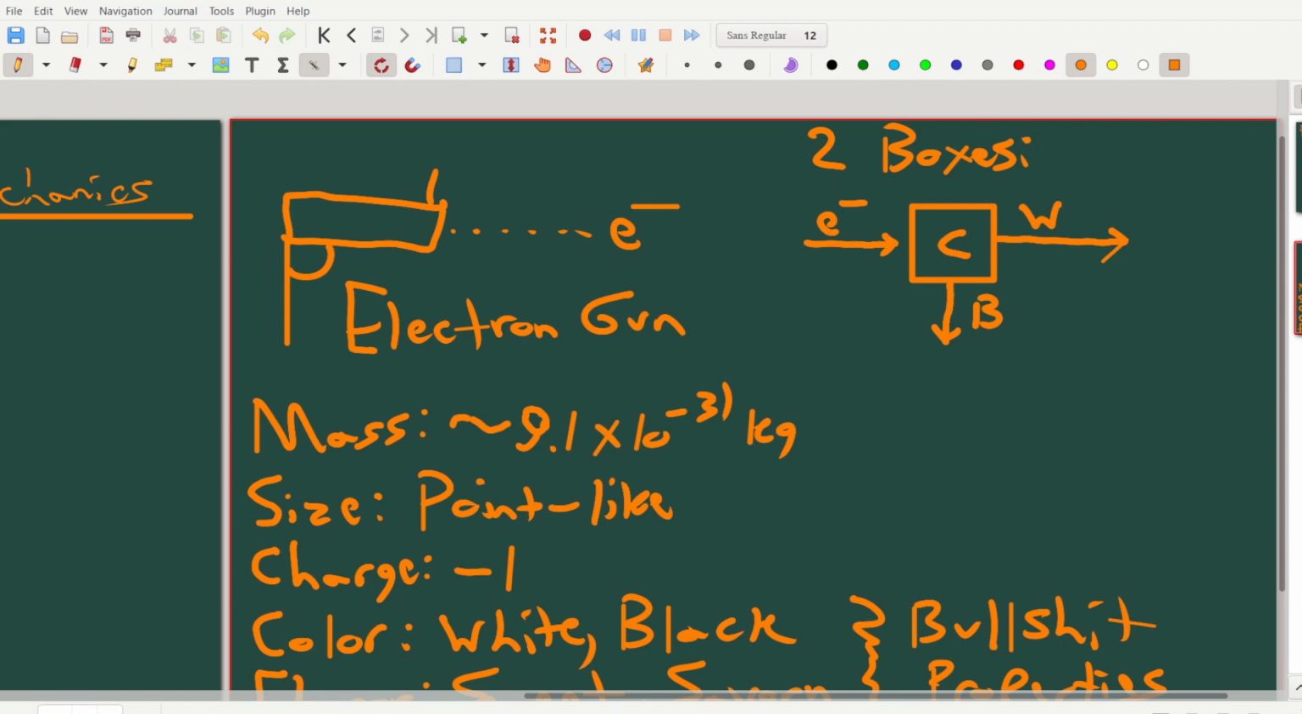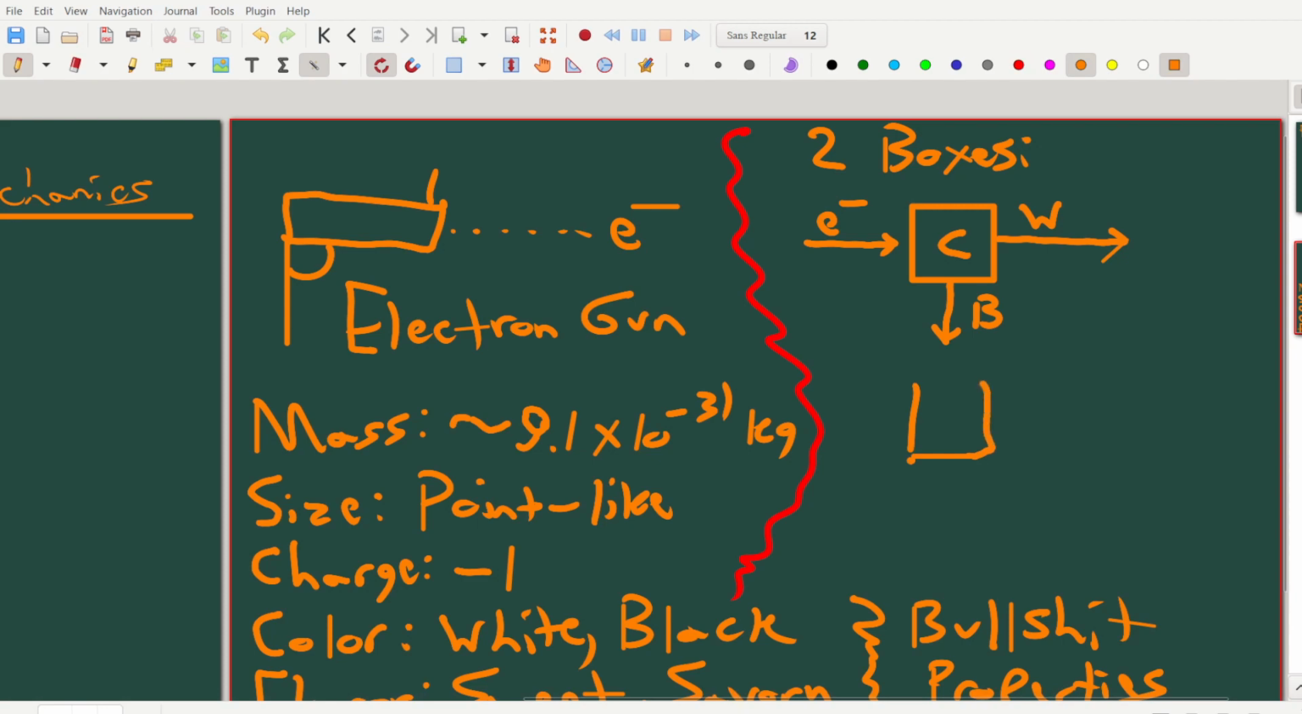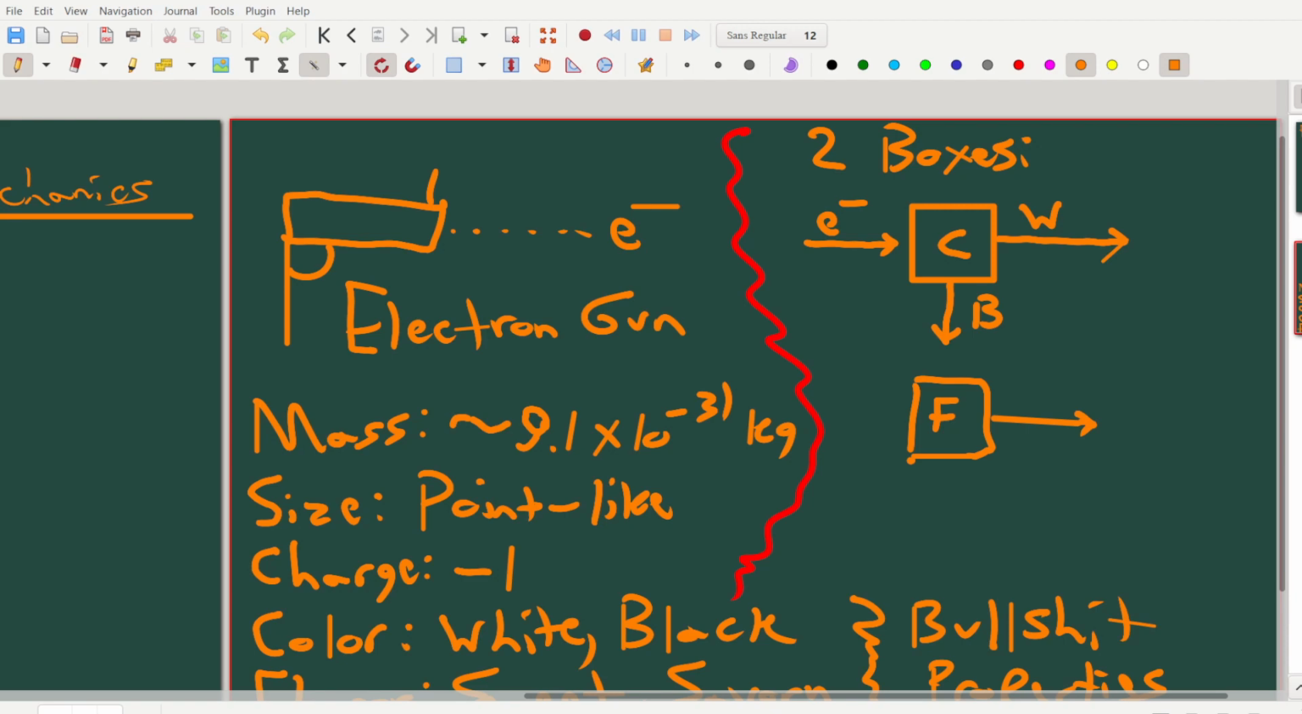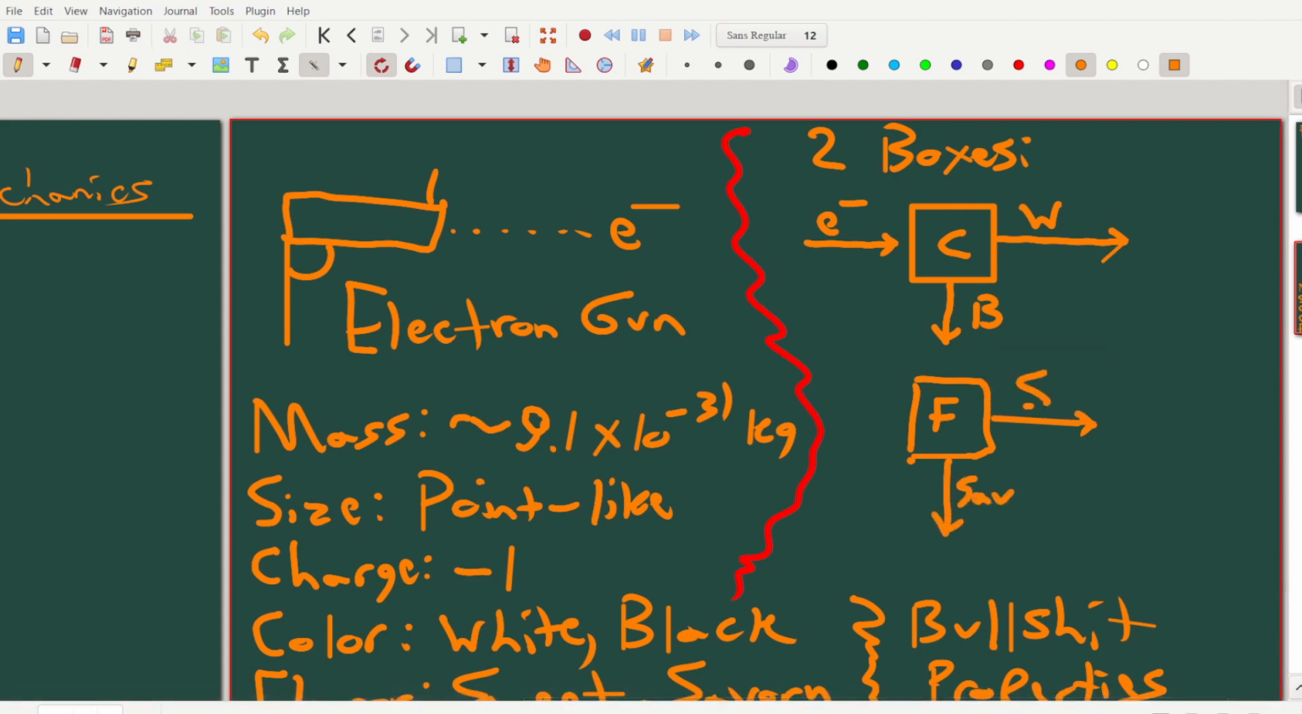And we're going to have another box that does the same thing. Let me demarcate this so it doesn't interfere. We're going to have a flavor box. Maybe I've put one of you guys inside of a box and made you taste every electron that comes in, and you tell me if it's sweet or savory. So I'll call it SAV and SW for sweet and savory. Okay, so I have two boxes. Don't worry about what these boxes do. This is what they do. Don't worry about how they work.